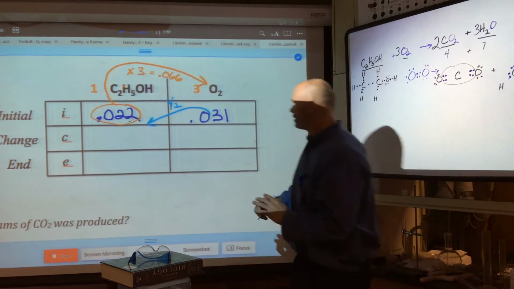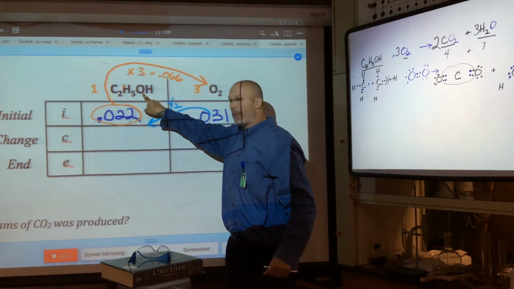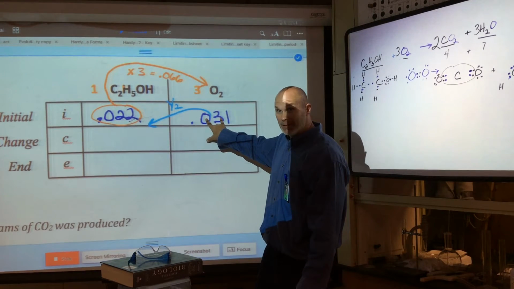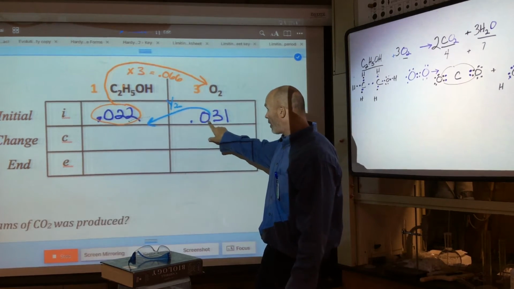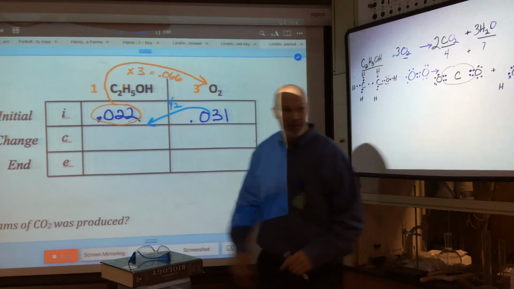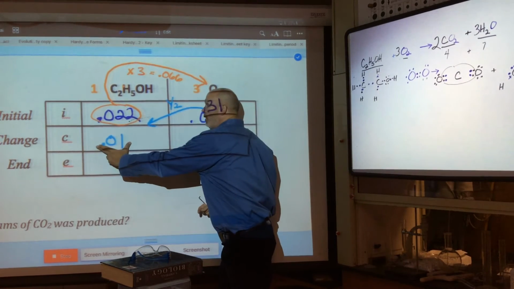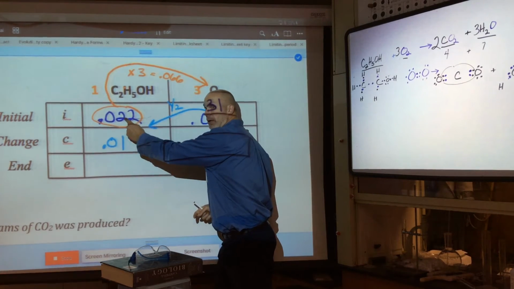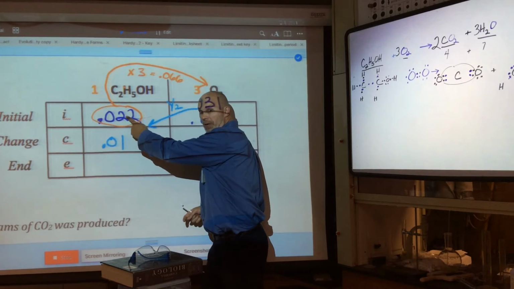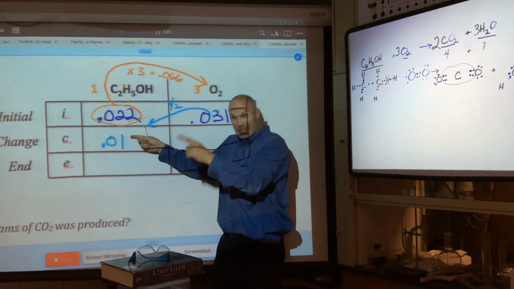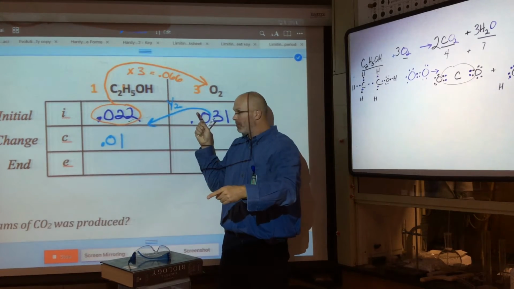So how much is this going to go bye-bye with? If all of this is going to react, isn't 0.01 of this needed? So I write that there. That's only what I'm going to use of that. Why? I'm only using 0.01 of this. Because that's all this needs, right, to go forward.